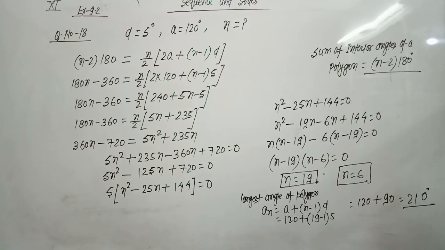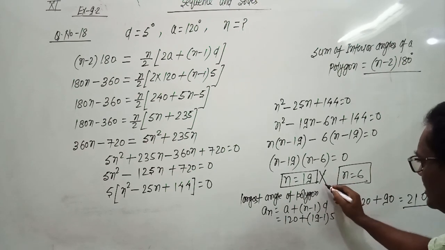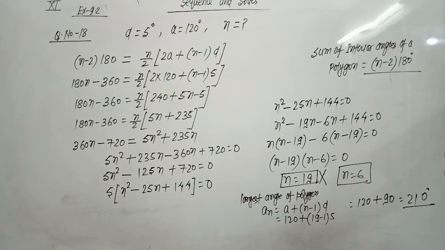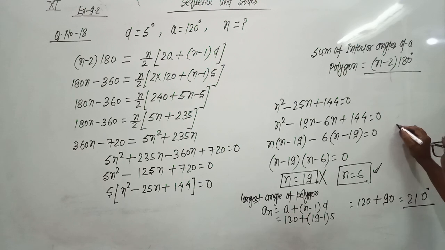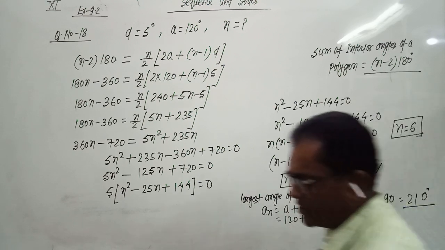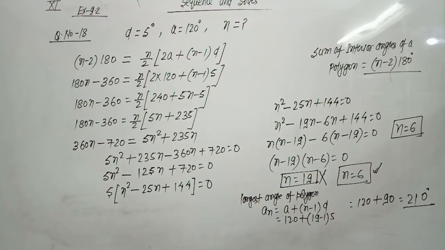But interior angles can never be 180 degrees or greater than 180 degrees. They are always less than 180. So we can't take n equals 19 because the interior angle can never be 210 degrees. So the value of n which is taken is n equals 6. That is the answer: the number of sides of the polygon, n equals 6.